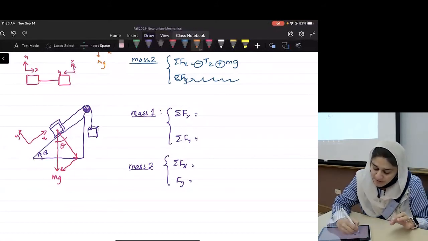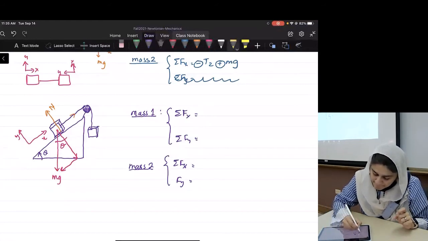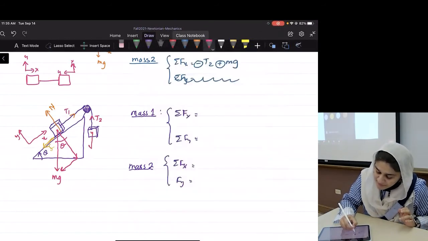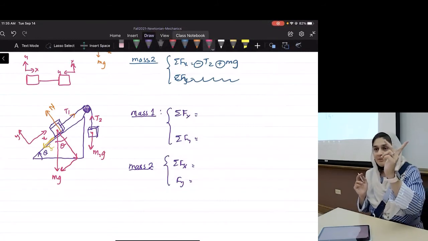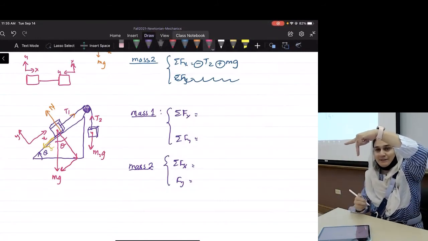And where will the normal force for this one point? And where is tension? That way. And where will friction be? That way. And then where will tension 2 be? Up. And mg will be pointing downwards. And where will this coordinate system bend? Over. So again, you will have what? X coming down.